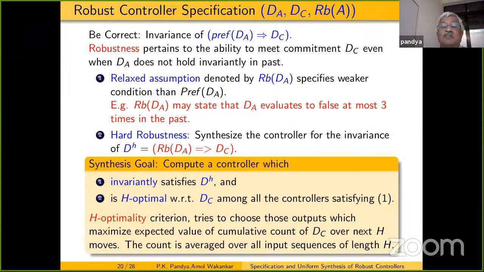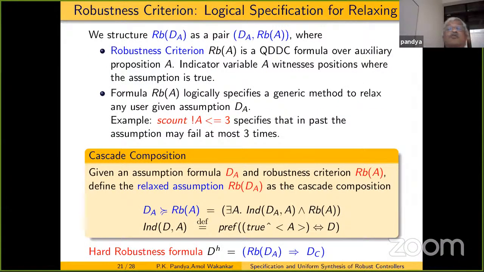There are lots of slides about this. You use the well-known value iteration algorithms, give utility values to outputs, and then you do some Bellman backup, which will do this. So I'm sorry, I'm really not going into this, but take it intuitively that you try to synthesize the controller which guarantees the commitment whenever the relaxed assumption holds, and it tries to maximize the frequency of occurrence of the commitment in the long run, on average, over other inputs. Okay, this is how we will synthesize the controller.